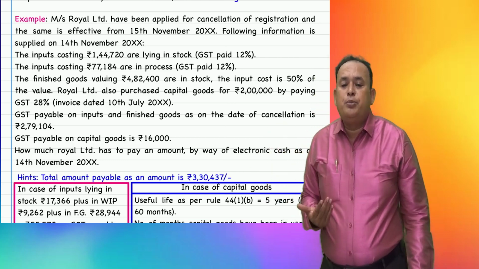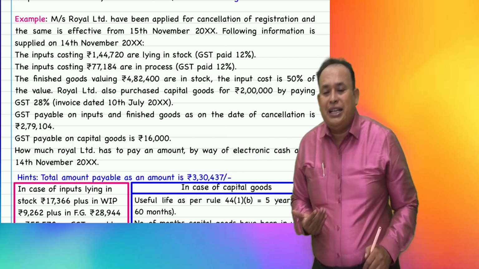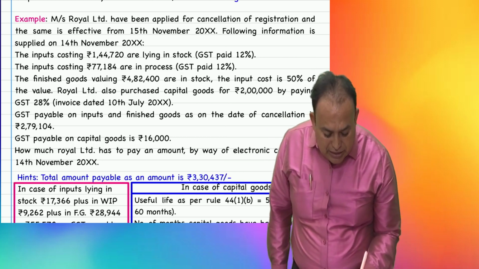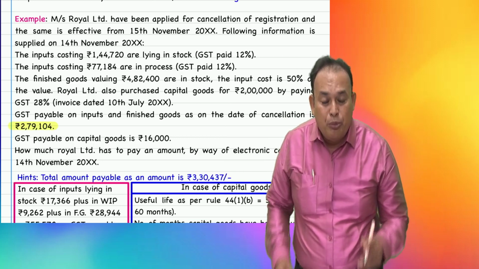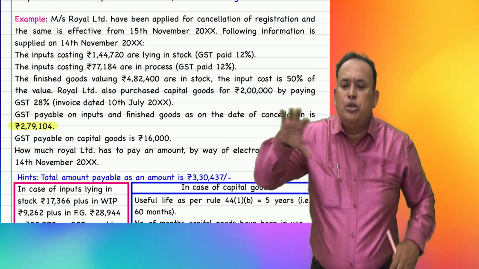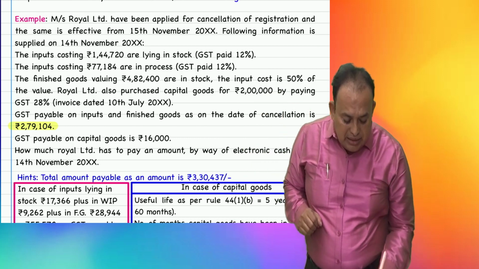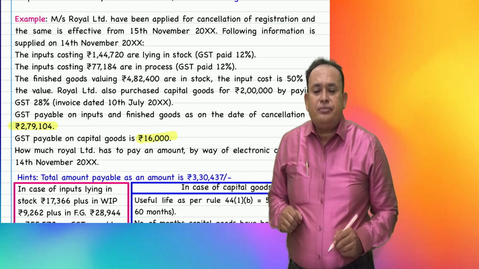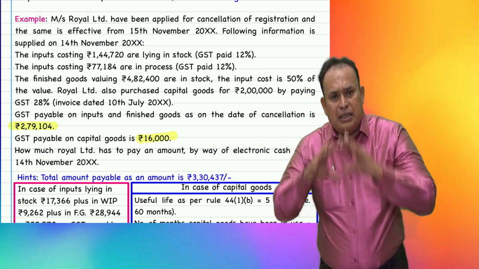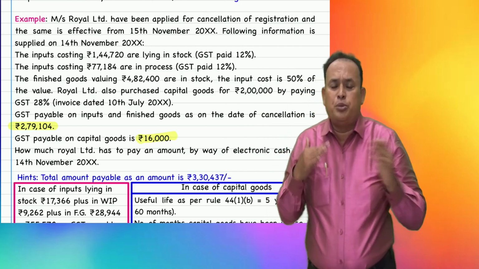GST payable on inputs and finished goods as on the date of cancellation is 2,79,104. It is GST payable on output supply, meaning the stock available is a deemed supply of goods on which GST is payable, 2,79,104. GST payable on capital goods is 16,000, because the capital goods are a deemed supply.